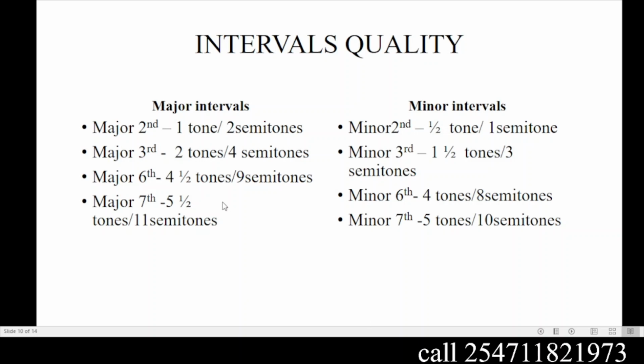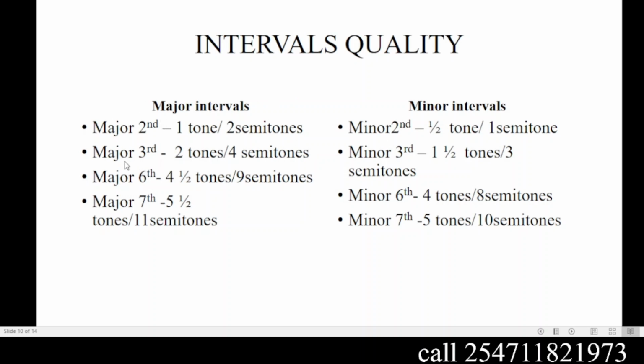Now, let us look at minor intervals. In our previous lesson, we learned that we find them by reducing a major interval by a semitone. For example, a major second has one tone or two semitones, and a minor second will have half a tone, one semitone. So a minor interval is formed by reducing a major interval by a semitone.